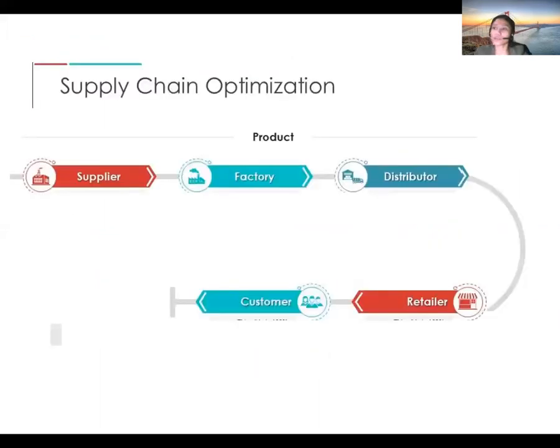Then next, let's talk about the supply chain optimizations. Here are the products: the supplier, the factory, the distributor, and the customer retailer. So here are the supply chain optimizations of our product. So that is all for now. Thank you for listening.